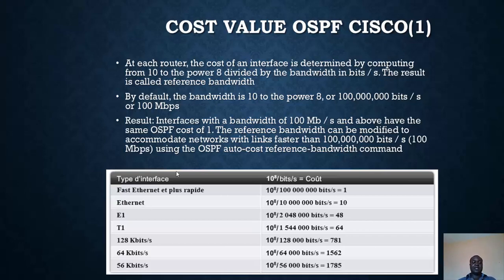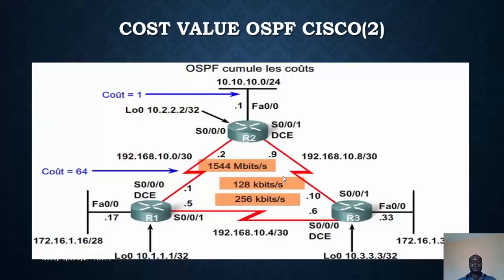So we can have those different types of interfaces: we have Fast Ethernet, which is faster, Ethernet, E1, E2, and every other in this power 8. This is the topology that represents those different values of cost that we have here. We have router 1, router 2, router 3, and we have the different costs and the speed of the transactions among them. This is how it would look. This is the cost 1. This is the cost 64. This is the cost that is more expensive.